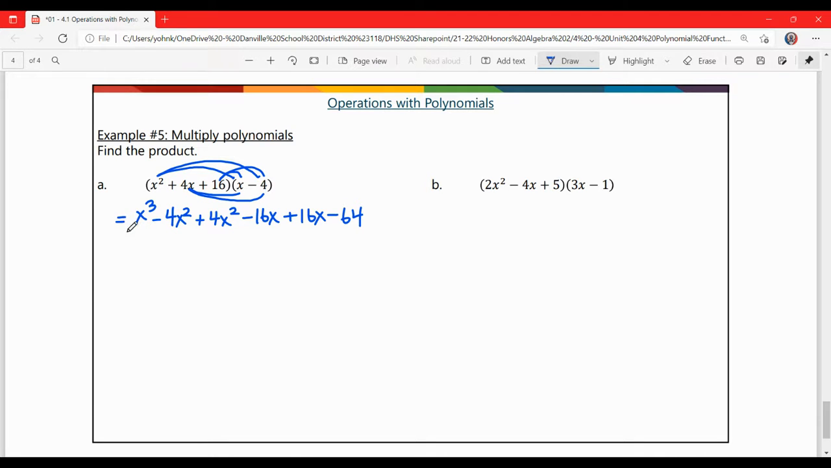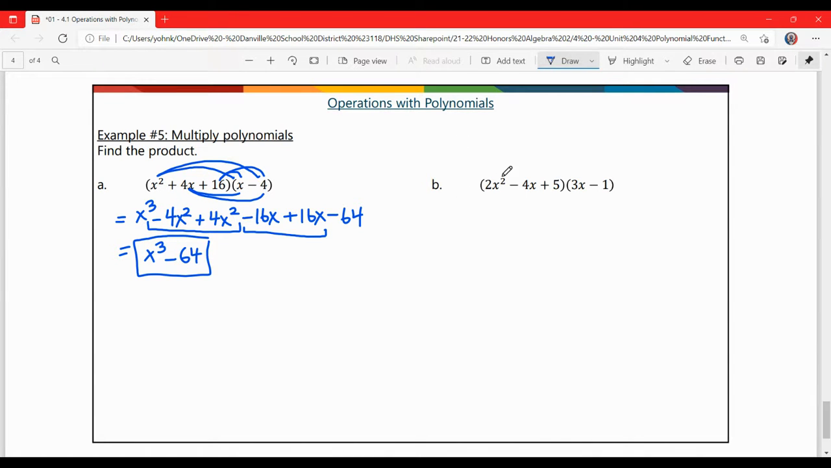So then I'm going to combine like terms. And descending order, don't forget. So I see x to the third, it's the only one. Then notice -4x squared plus 4x squared, those add to 0. And -16x plus 16x, those add to 0. So we have just the -64 left. By the way, this is called the difference of two cubes, and you're going to learn how to factor back to the original problem later on in the chapter.